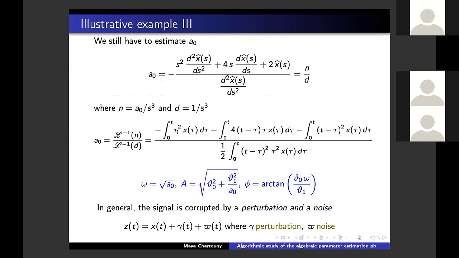In general, we don't only see the signal, but we see a signal that is corrupted by a perturbation and a noise. So we have x of t plus gamma of t plus varpi of t, where gamma is the perturbation and varpi is the noise. And I insisted on the fact that we wanted to get integrals of x and not derivatives of it. And that's because we want to filter the noise.